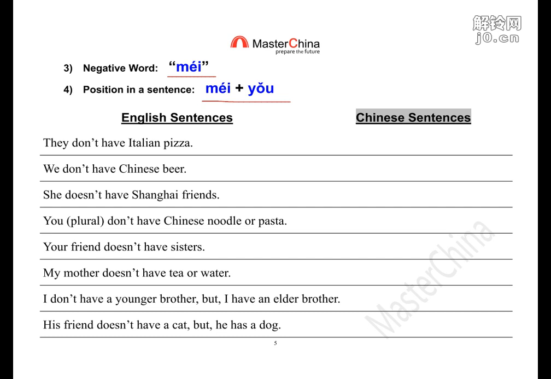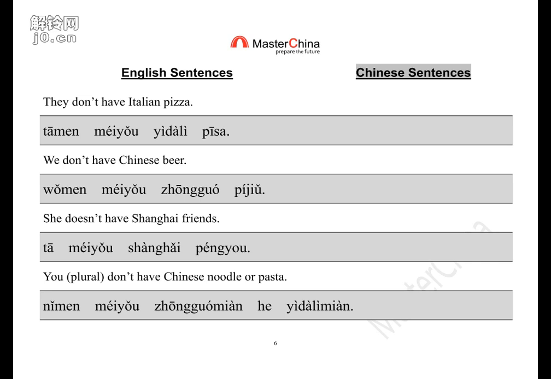So let's see the English sentence. Please try yourself. Pay attention, this is plural form. Okay, let's finish all the translation. Then we check. The first one, 他们没有意大利披萨。他们没有 so have no, don't have, 没有 not 不有.